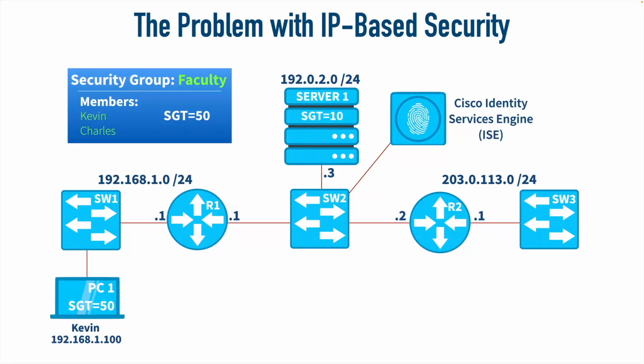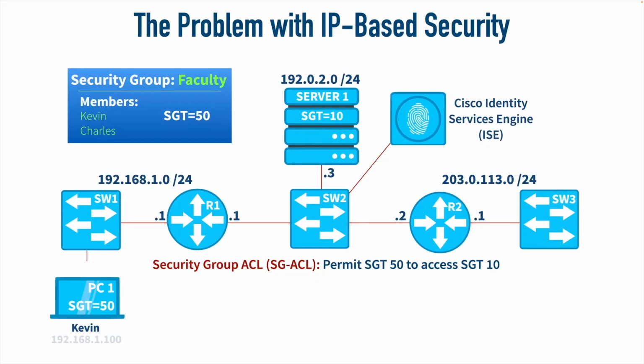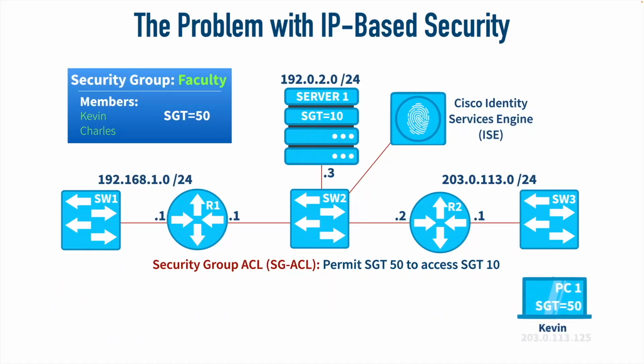Now, instead of having a regular access control list that allows one IP address or one subnet to get to a destination IP address, we're going to have a security group access control list, or an SGACL, and maybe it says that we permit security group 50 to access security group 10. So if I'm in my office, no problem. Based on my security group tag, my identity in other words, I'm allowed to get to that server. But if I take my laptop and go somewhere else on campus, I'm still going to log in, I'm still going to be authenticated by Cisco ISE, and I'm still going to be given a security group tag of 50. So based on that identity, I'm still going to be able to get to that server.